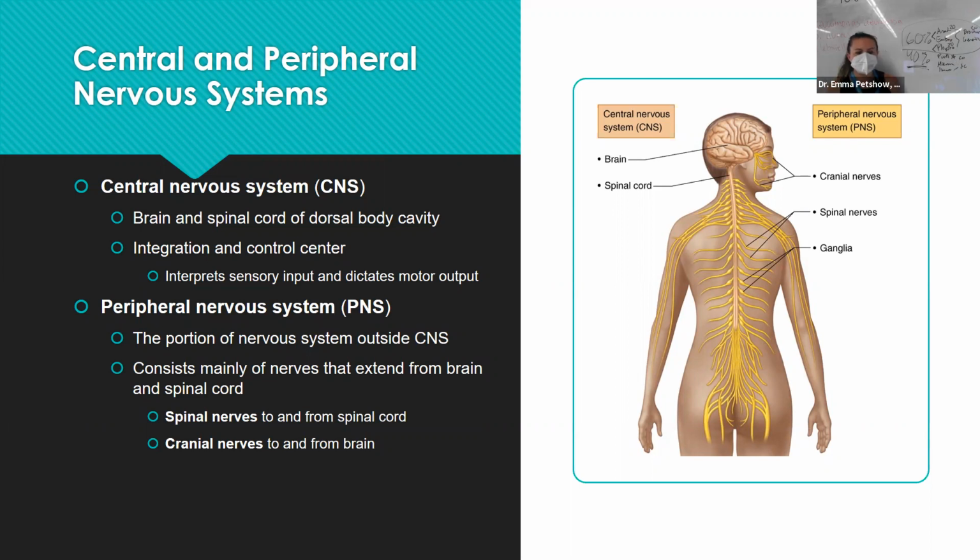Our peripheral nervous system is going to be the portion of the nervous system that does not include the central nervous system. So everything that's not the CNS, you can include into your peripheral nervous system. This is going to be all of your nerves that extend from the brain and spinal cord, spinal nerves to and from the spinal cord, and cranial nerves to and from the brain. These are all your peripheral nervous system. And you can see here on that picture.